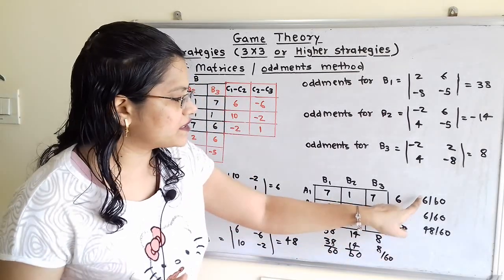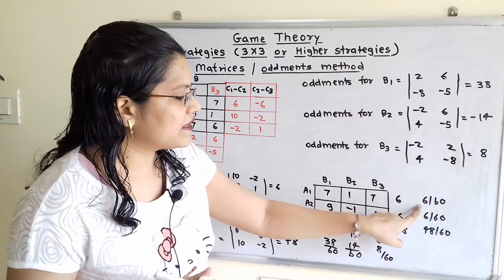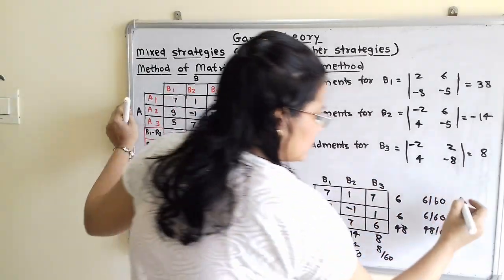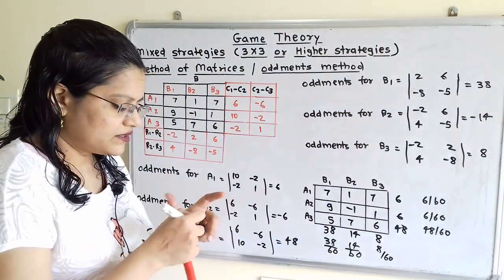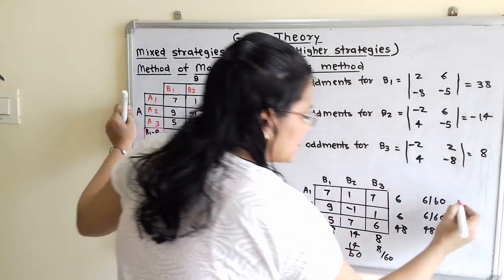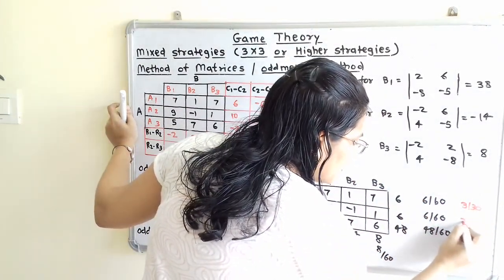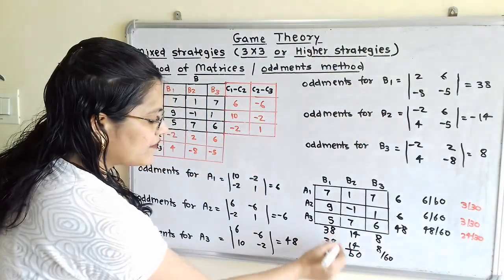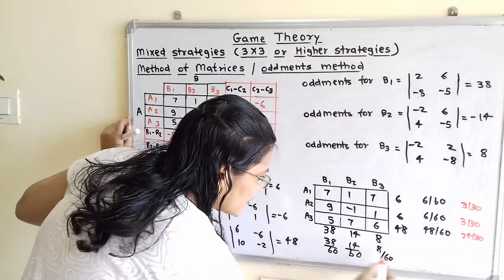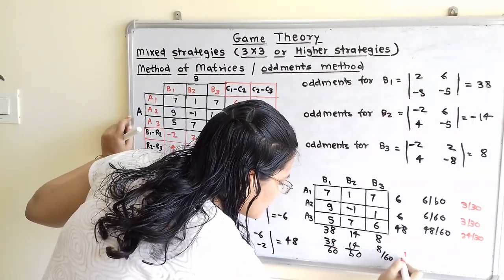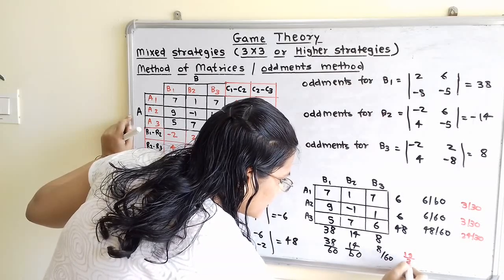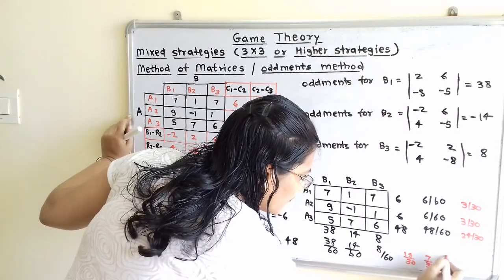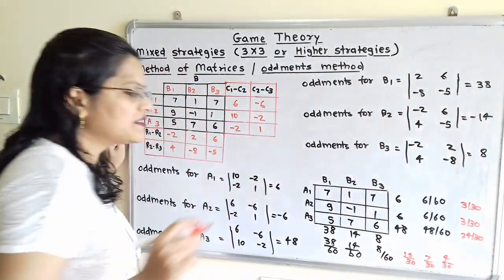So again we will simplify this by dividing by 2. That is, I will take here 3 by 30, 3 by 30, and then 24 by 30. In the same way we will also simplify this, and I will write here 19 by 30, then 7 by 30, and here 4 by 30. So this is the simplified form.